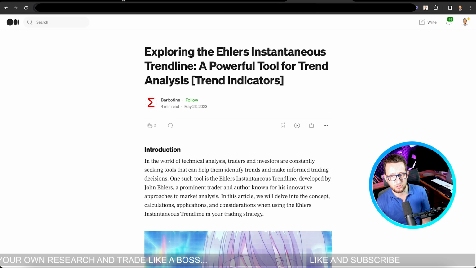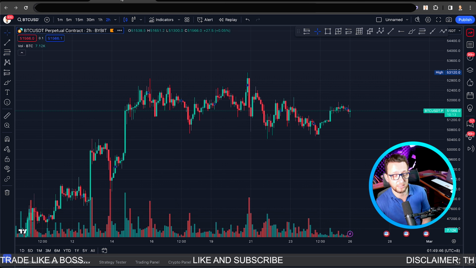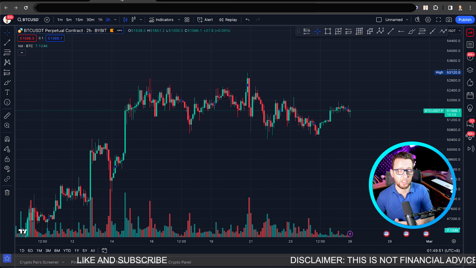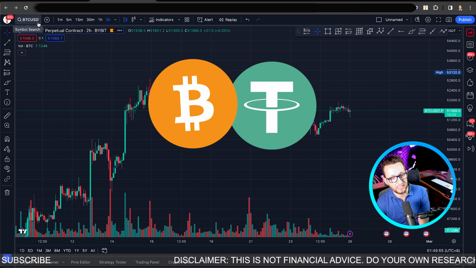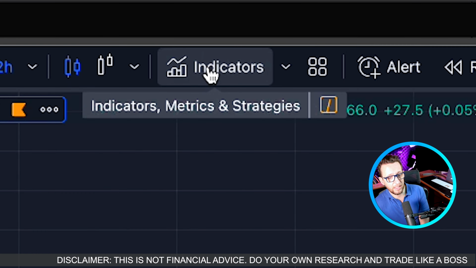So I'm going to go over to TradingView and we're going to add these indicators as we see them. Now there's a couple more indicators than generally. Generally I stick between 3 and 4 indicators. I'm going to try and do the same today, but I can't promise you anything. We are on BTC USDT on the 2-hour time frame. Let's start adding these indicators.